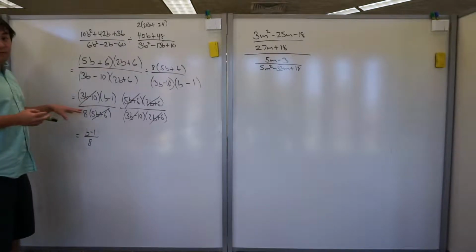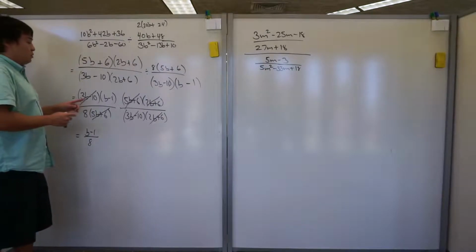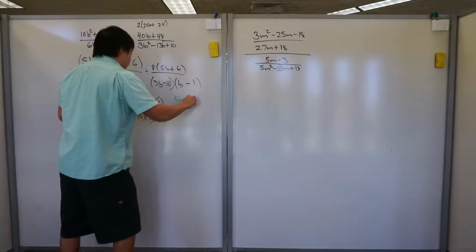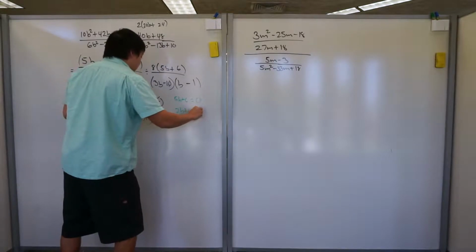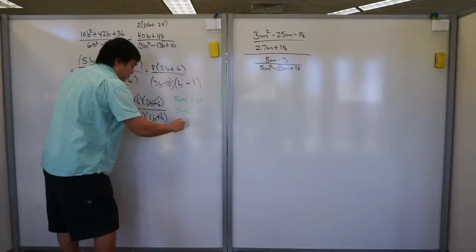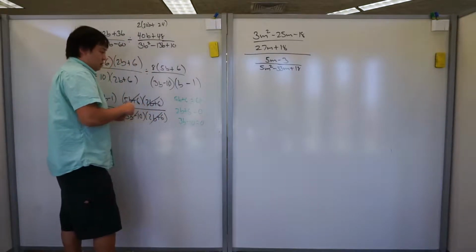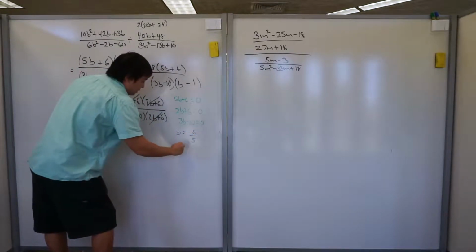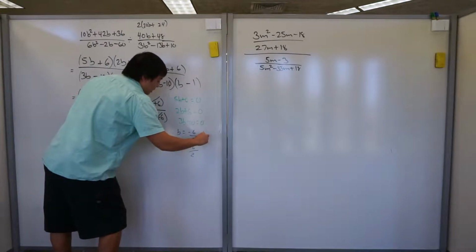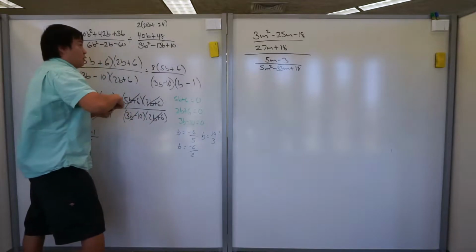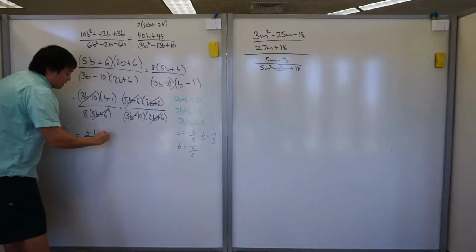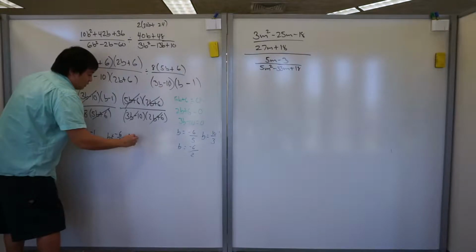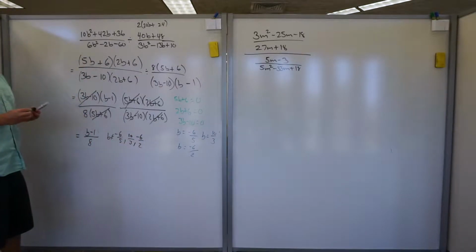So when you're doing this, you still have to find all the restrictions, okay? So you cannot have 5b plus 6 equaling 0, 2b plus 6 equals 0, and 3b minus 10 equals 0. So the first one is going to be b is negative 6 over 5. Second one is b is negative 6 over 2, and then 10 over 3. So our restrictions here, we need to write those as b cannot be negative 6 over 5, 10 over 3, negative 6 over 2, and if you want, that simplifies to minus 3.